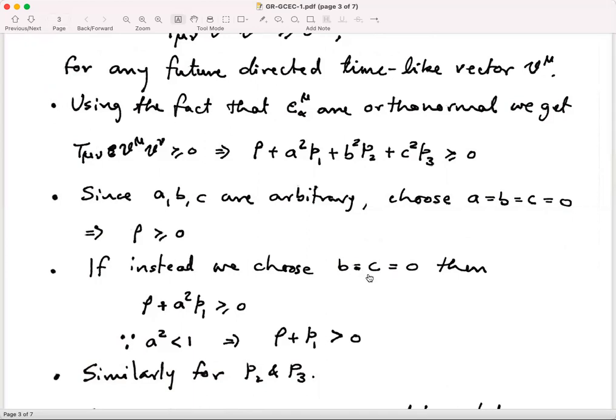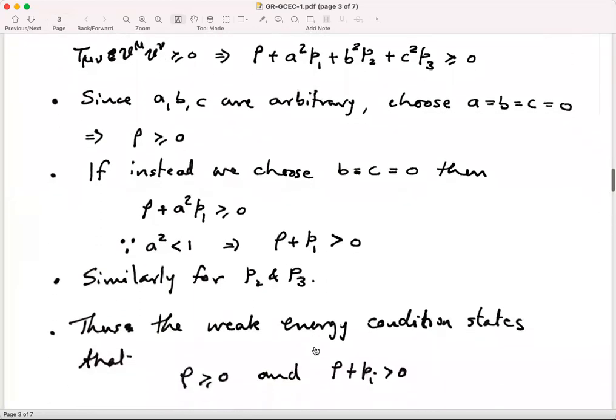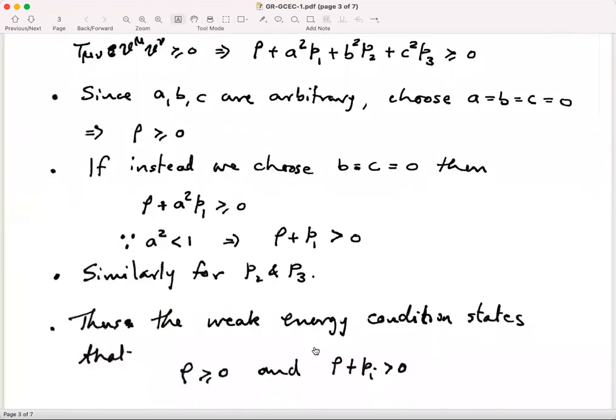Of course, there is nothing special about setting A not equal to zero and B equals C equals zero. You could have set B not equal to zero and A and C equal to zero, and then it would be replaced by rho plus P2, and so on. So you get generically rho plus Pi greater than 0 for any i = 1, 2, 3. Therefore, the final form of the weak energy condition is that the energy density is positive semi-definite. That is one condition. The second condition is that rho plus Pi for i = 1, 2, 3 is greater than zero.